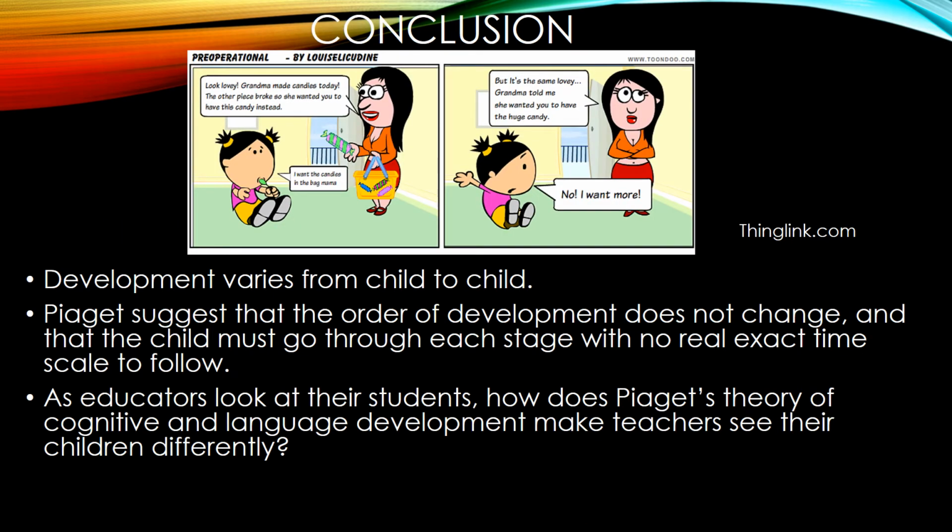Conclusion. Although we know that development varies from child to child, Piaget suggests that the order of development does not change, that all children must go through each stage in order: sensory motor, pre-operational, concrete operational, and lastly, formal operational. As educators, when we look at our students, how does Piaget's theory of cognitive and language development make us see our students differently?